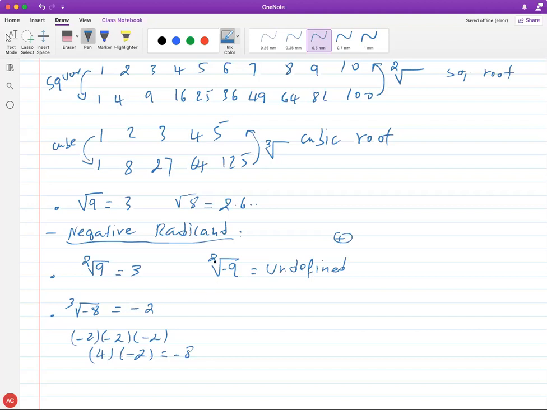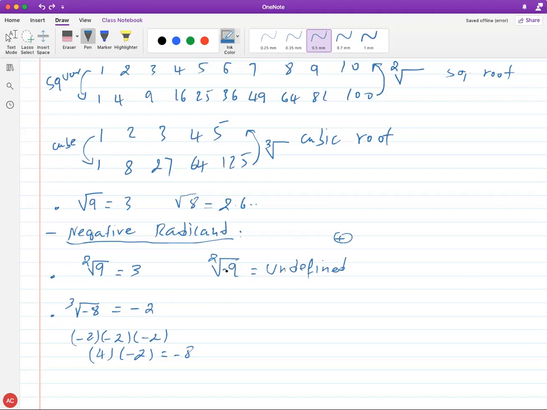But with these, if this is even, the result is always going to be positive. Each 2 numbers will always multiply to a positive, so the result will always be positive if we break it down. But with an odd index, it is possible to have a negative.